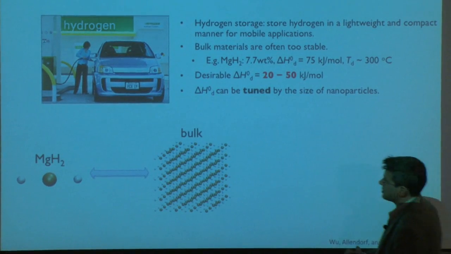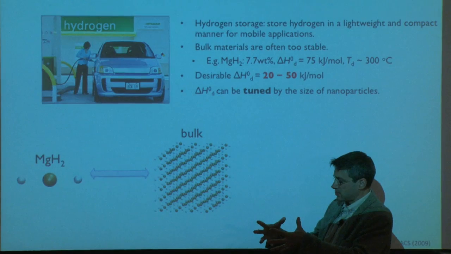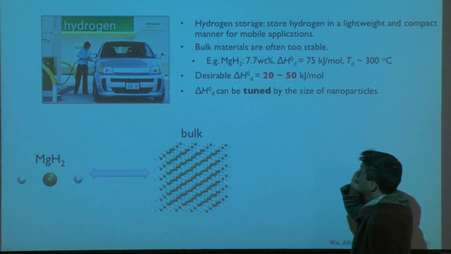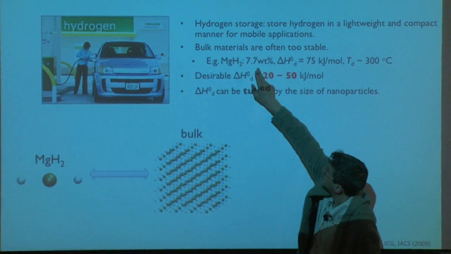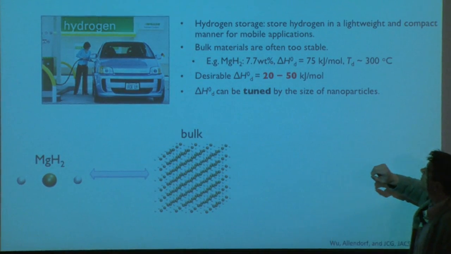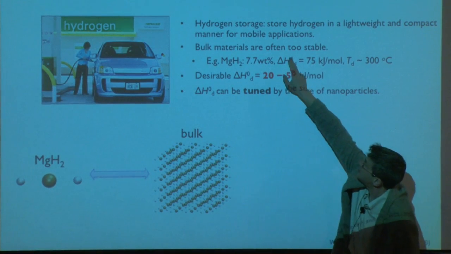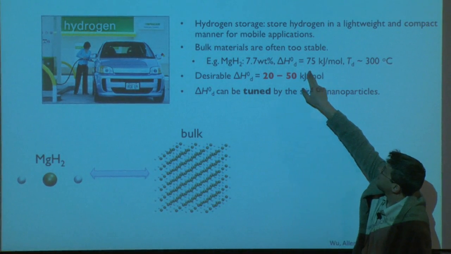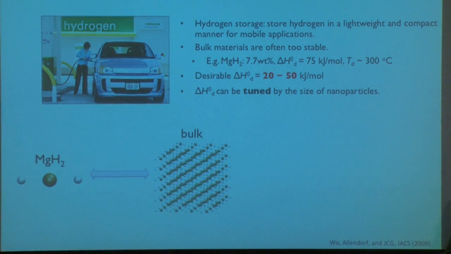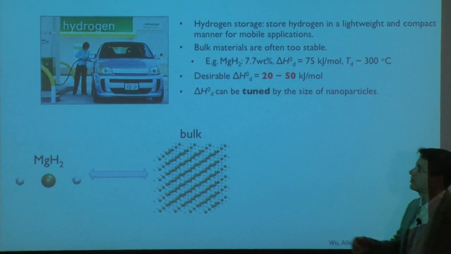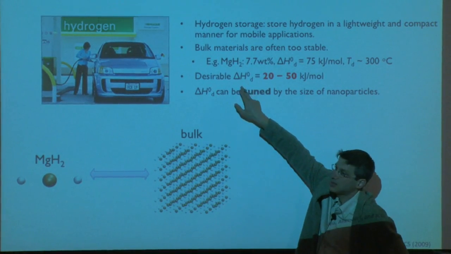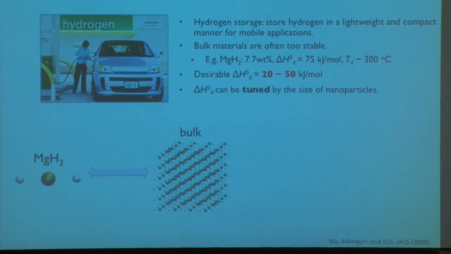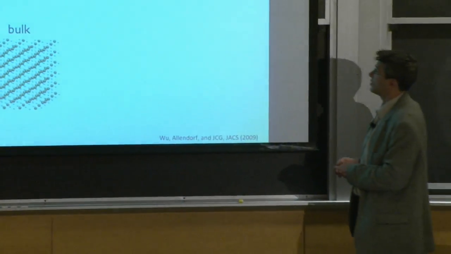And when it's soaked, it looks like this. It's got hydrogen in it, okay? And it's actually a pretty decent weight percent, 7.7 weight percent. The problem is that, and this is the amount of energy it takes to get the hydrogen out, okay? That's too much. What you need for like an onboard hydrogen storage is you need that delta H to be somewhere in the range of 20 to 50 kilojoules per mole.